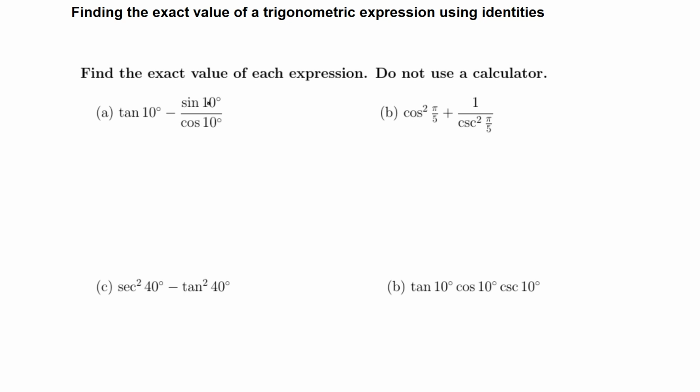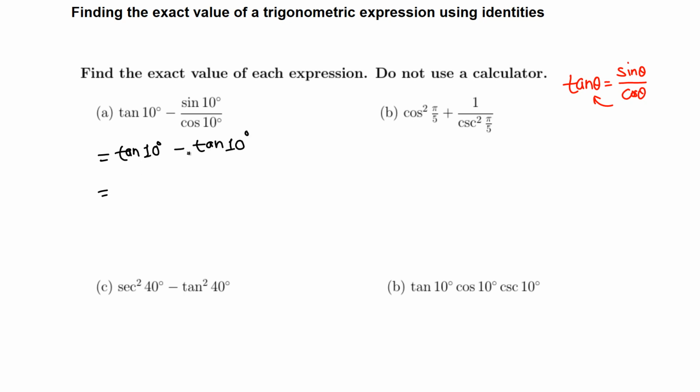So look at this fraction, sine over cosine. Does that remind you of something? It should, because we learned tangent theta is just the ratio of sine over cosine. That means the ratio of sine and cosine is just tangent. So with the same angle, 10 degrees, sine over cosine is tangent. So we have tangent 10 degrees, that's the first term, minus sine 10 over cosine 10, same angle, so that's just tangent 10.